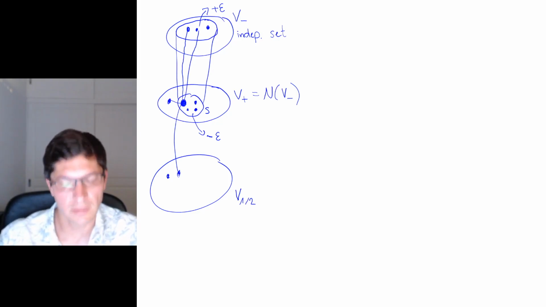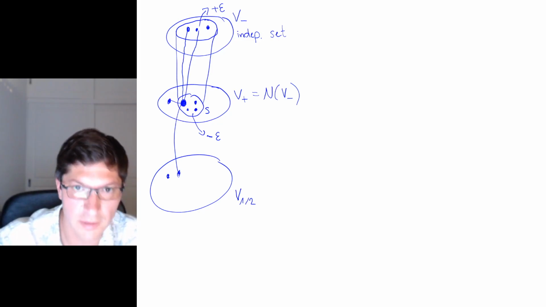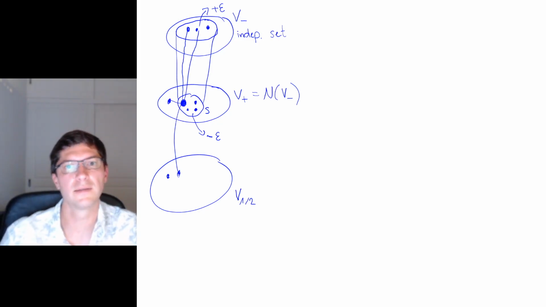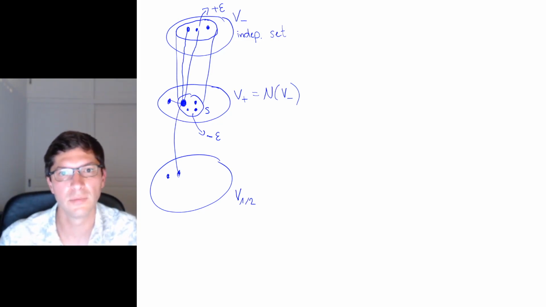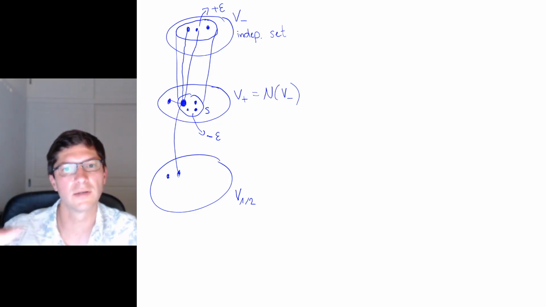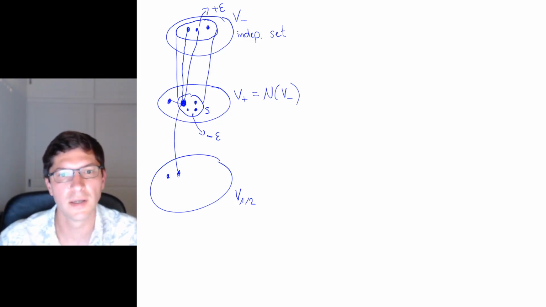So in total now, if S is larger or at least as large as V minus, then we still get a feasible solution. Because for all of these edges between S and its neighborhood in V minus, we didn't change anything. These edges are still covered by the same sum of values because we just subtracted epsilon from some of them and added epsilon to the others.